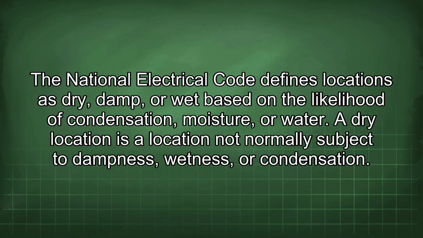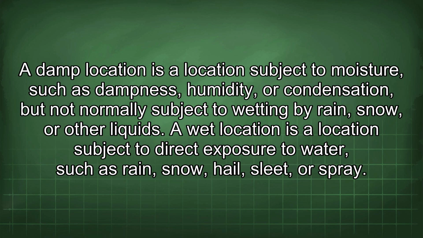The National Electrical Code defines locations as dry, damp, or wet based on the likelihood of condensation, moisture, or water. A dry location is a location not normally subject to dampness, wetness, or condensation. A damp location is a location subject to moisture, such as dampness, humidity, or condensation, but not normally subject to wetting by rain, snow, or other liquids. A wet location is a location subject to direct exposure to water, such as rain, snow, hail, sleet, or spray.